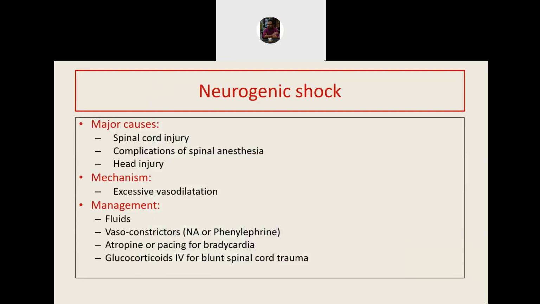In neurogenic shock, we must remember that the majority of the blood vessels in our body are supplied by sympathetic nerves. So if the sympathetic supply to the blood vessel is lost, there will be vasodilation and shock. The causes can be spinal injury, complications of spinal anesthesia, or head injury. The fundamental mechanism is excess vasodilation. It has to be managed with fluids and vasoconstrictors like noradrenaline or phenylephrine. If there is bradycardia, we should give atropine or apply a temporary pacemaker. And if there is spinal cord injury, glucocorticoids are given for prompt recovery.